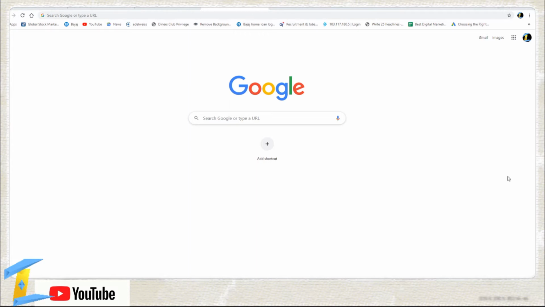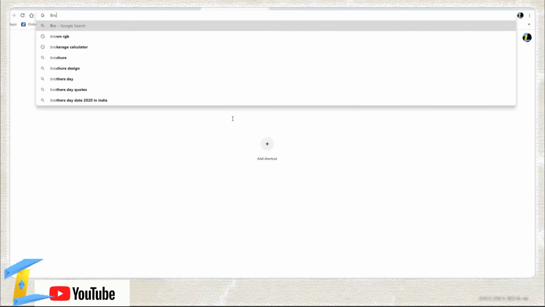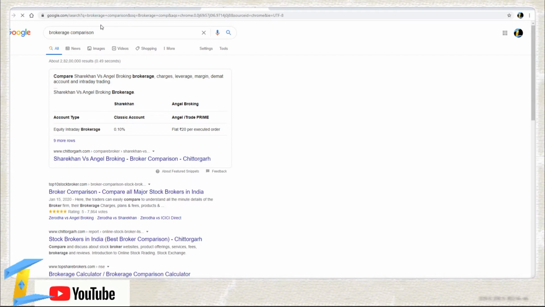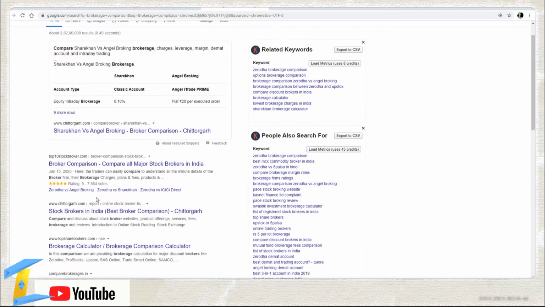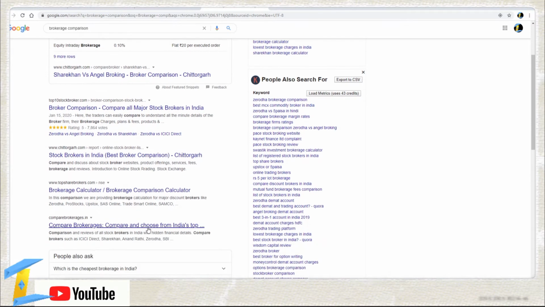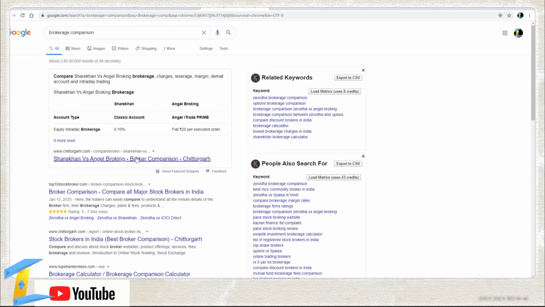You can just search for brokerage comparison. Let's quickly look at how we can do that. So let me type brokerage comparison. If you search for compare brokerage, there are a lot of websites which give you the option to calculate brokerage, like topsharebrokers.com, and even the first website we saw here, Sherkan versus Angel Broking on chittorgarh.com. A lot of websites give you options to compare different types of brokers.